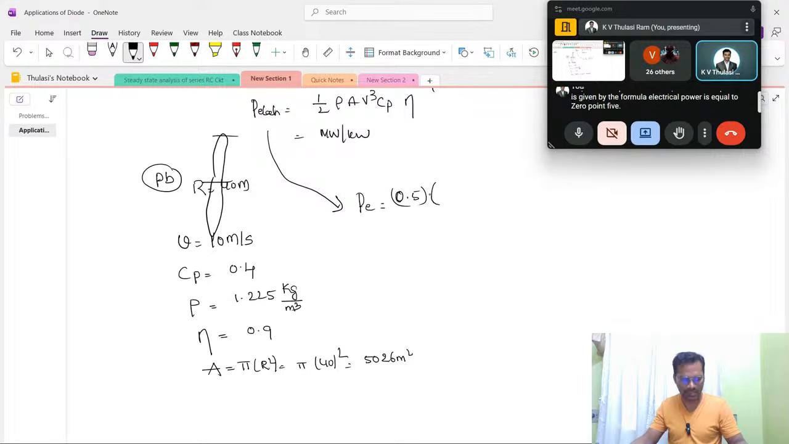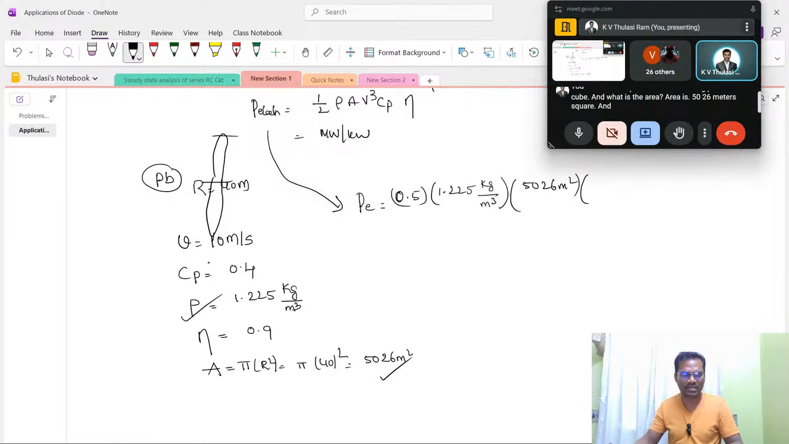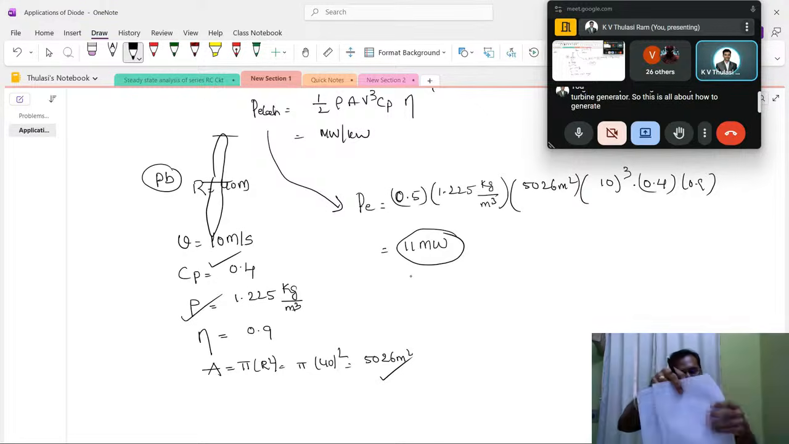Therefore the electrical power is given by the formula: electrical power is equal to 0.5 into rho. What is the rho value? Rho value is 1.225 kg per meter cube. And what is the area? Area is 5026 meter square. And what is the velocity? It is nothing but cube, so 10 cube. What is the Cp value? 0.4 into 0.9. When you multiply it, then the rating of this plant is 11 megawatts of power generated by the wind turbine generator. So this is all about how the wind turbine generator generates power.